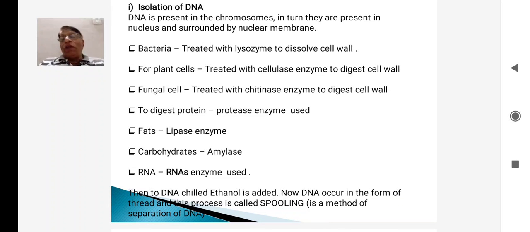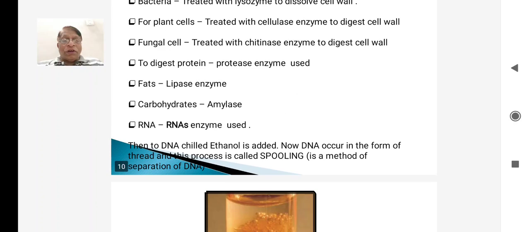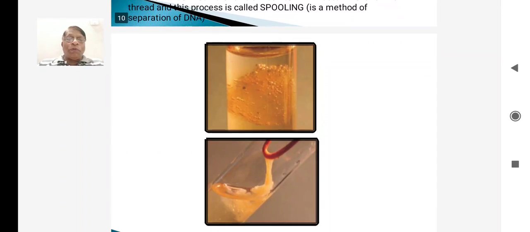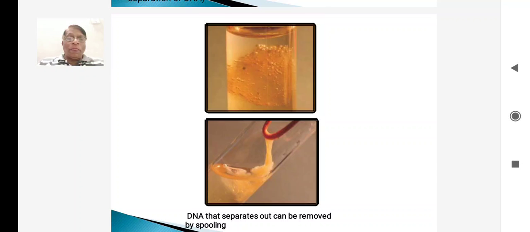Explain isolation of DNA. So this is the first step. Now we obtain the DNA molecule. Second step in our DNA technology is, now you can see the diagram of spooling also. DNA that separates out can be removed by spooling.